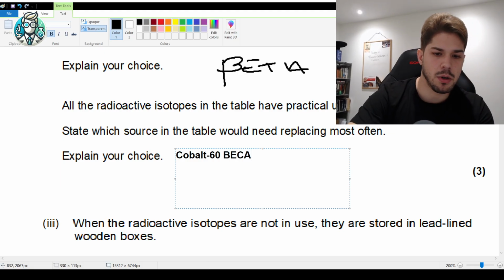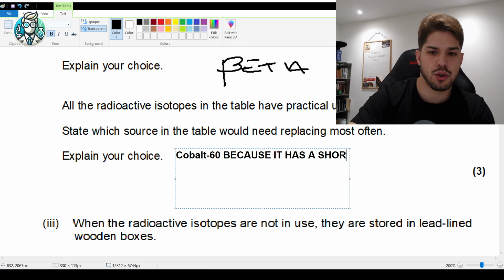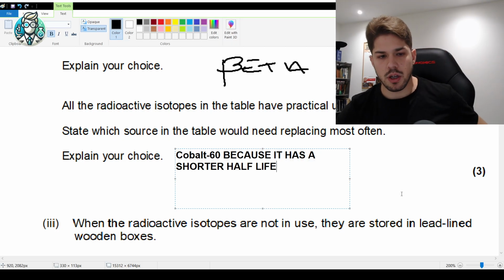Cobalt-60 because it has a shorter half-life. There you go. Easy peasy, lemon squeezy.